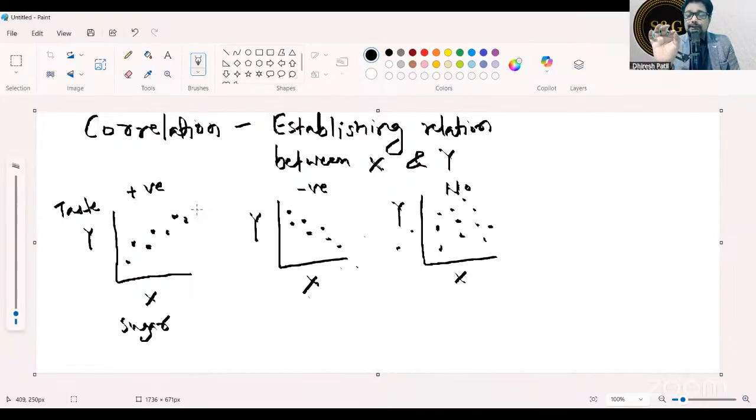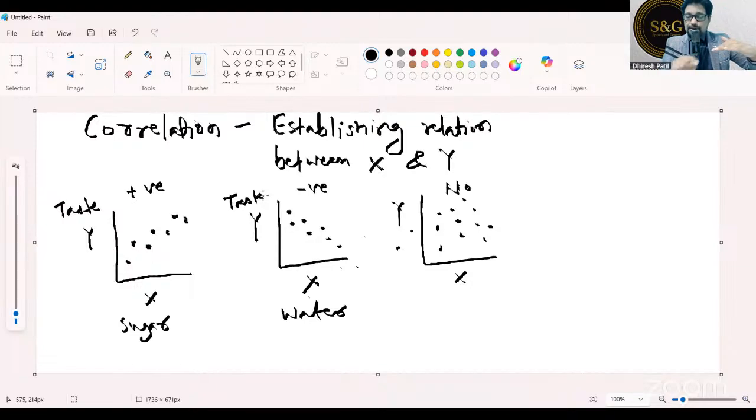Similarly, let me write here. Water is my X and again taste is my Y. Another example could be time spent on social media. If the student is spending more time on Facebook and Instagram rather than studying, obviously there will be an impact on the percentage marks scored, right?